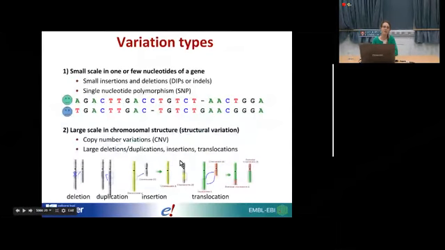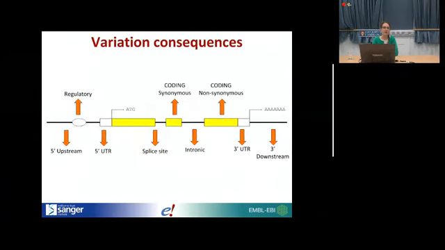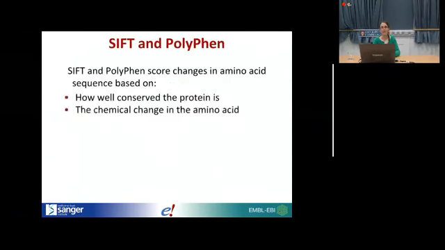So we have small-scale variants, things that affect only one or a few nucleotides, or large-scale variants, which are structural variants such as copy number variation, large-scale deletions and duplications and insertions as well. In terms of the small variants, we categorize them based on how they affect the genes they hit, so where in the genes they fall, and whether or not they change the coding sequence in the genes where they fall. If they do change the coding sequence, we use these two algorithms called SIFT and PolyPhen, which are scores for the change in the amino acid sequence.